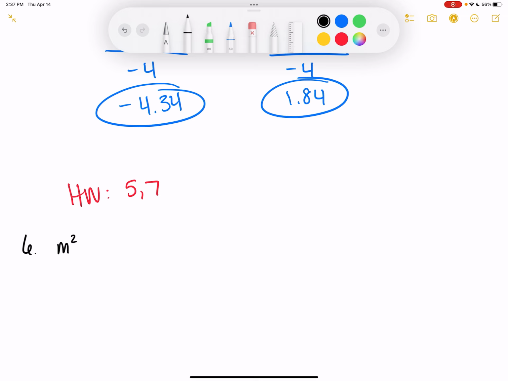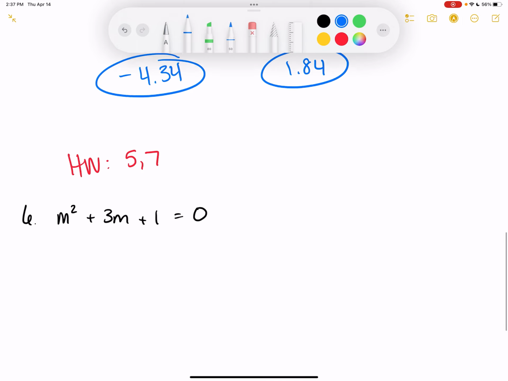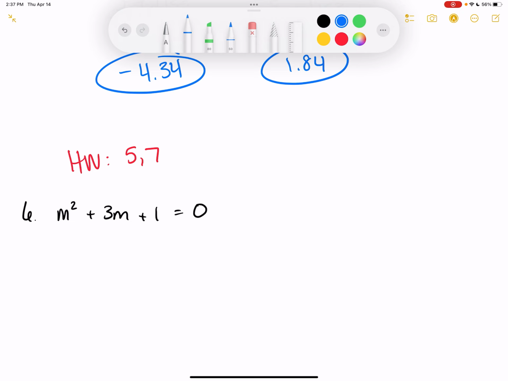m squared plus 3m plus 1 equals 0. In this case, a is the number in front of m squared. There's not one that we can visibly see, but if it's not there, then it's got to be a 1. So a is equal to 1. b is equal to 3. And c is equal to 1.